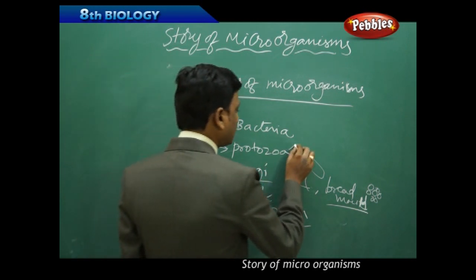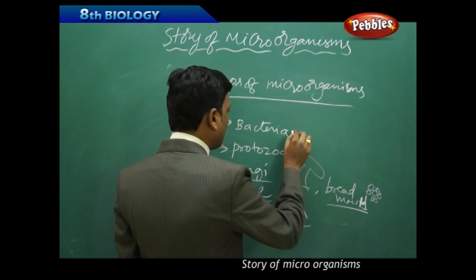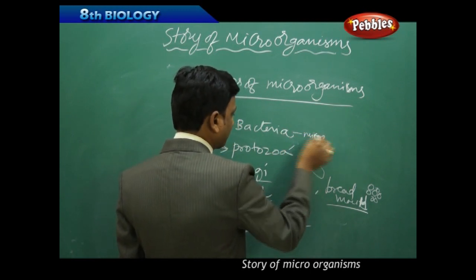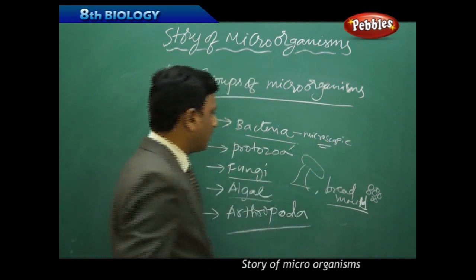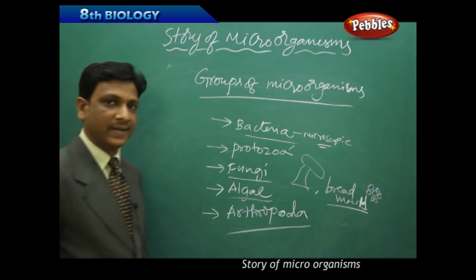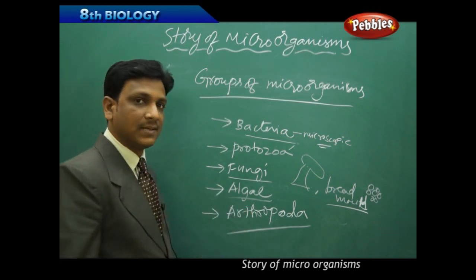All the protozoans are microscopic. They can be seen only with the help of a microscope. And bacteria are also microscopic. So all the bacteria are microscopic, very small, which can be seen only through a microscope. Protozoans, fungi, algae, and some of the arthropoda.